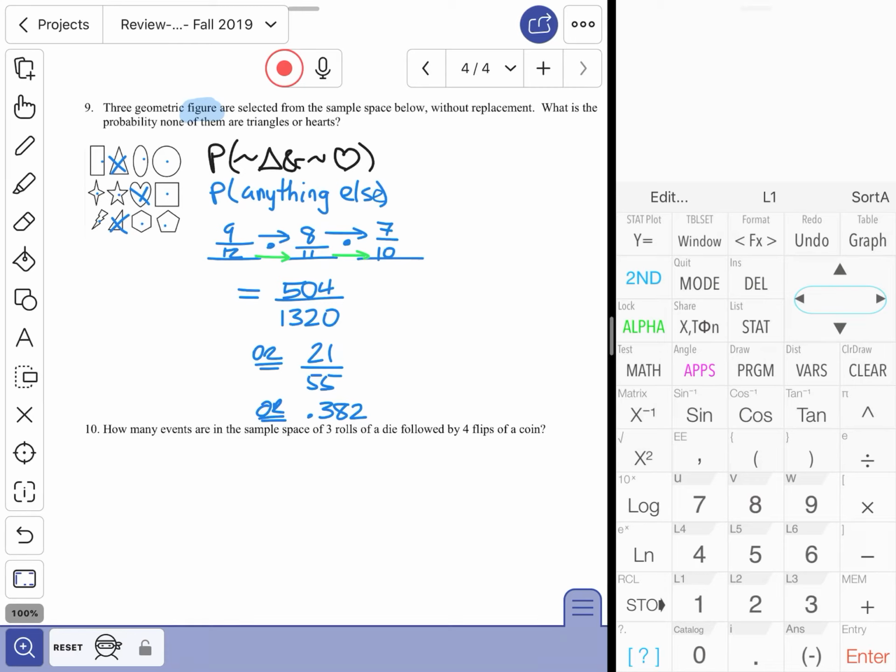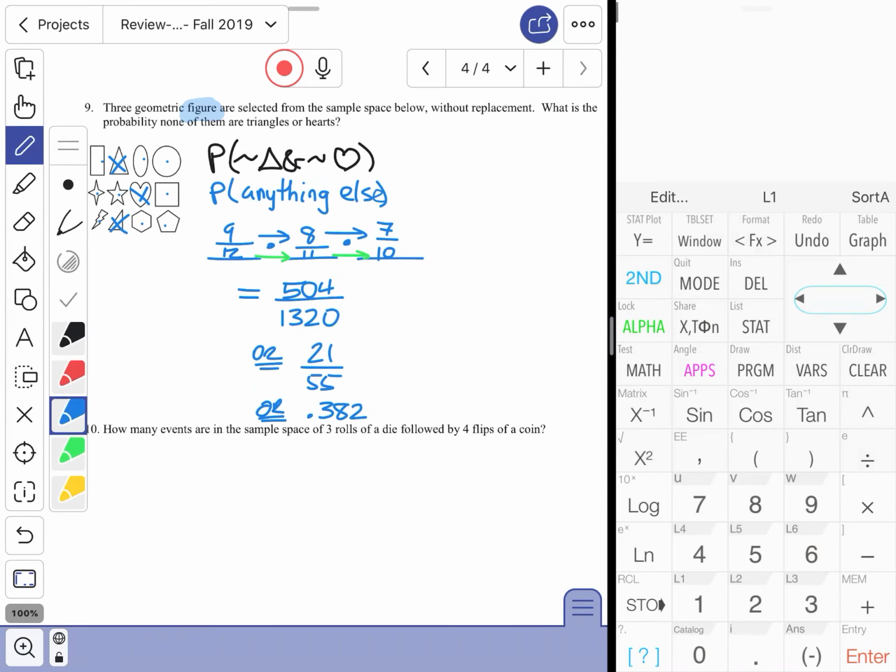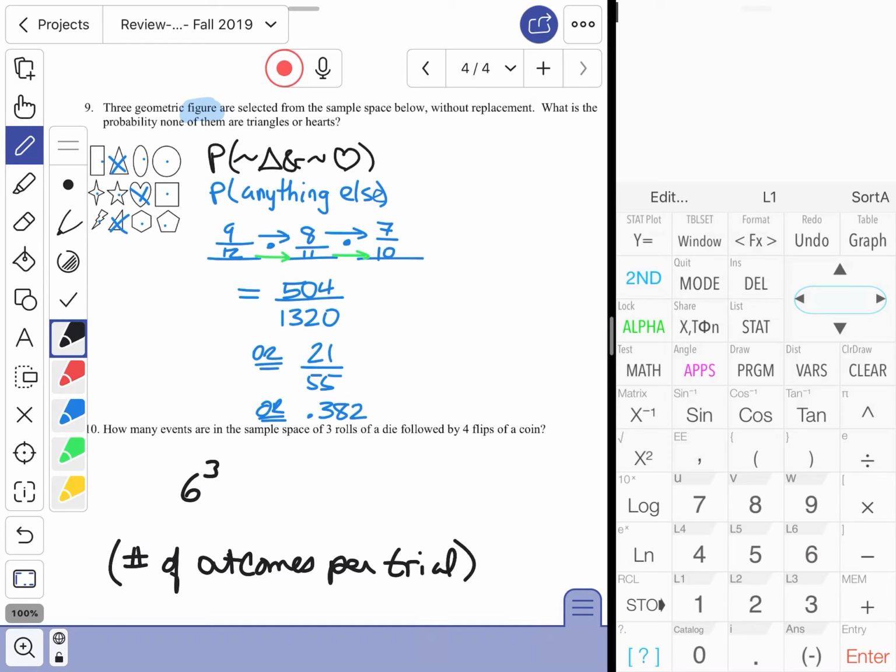Alright, the very last question here. On this test, this would be an omit for some people, but you can't guarantee that it's going to be omit for your test. How many events are in the sample space of 3 rolls of a die? There's 6 outcomes in a single roll. I want 3 rolls. So it's number of outcomes per roll per trial raised to the number of trials.